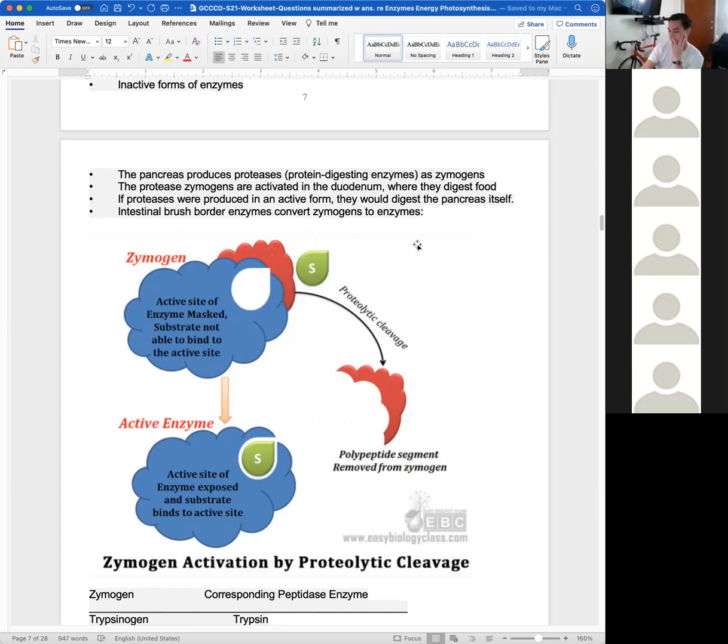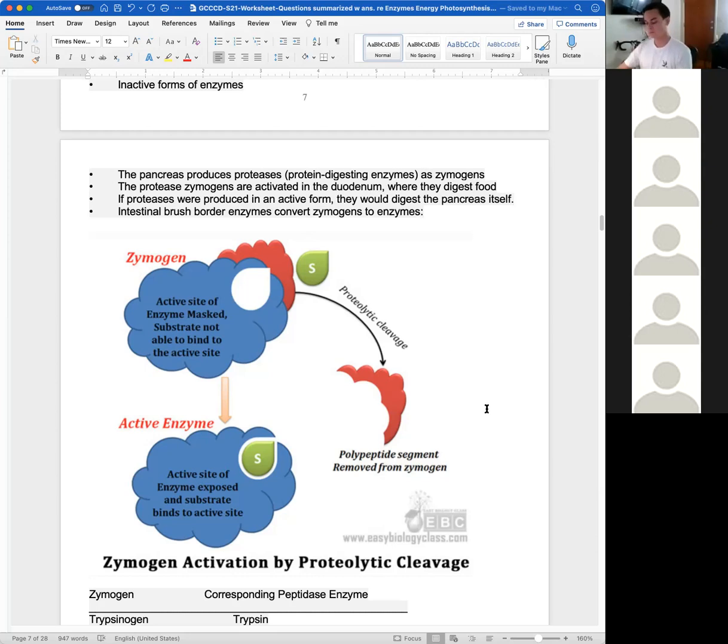So there were some questions about where in the body do you find zymogens? The pancreas. When we talked about cystic fibrosis, we know that the pancreas produces proteases as zymogens. They're activated in the intestine where they digest food. And the reason they are zymogens is if they were produced in an active form, they would digest the pancreas itself.